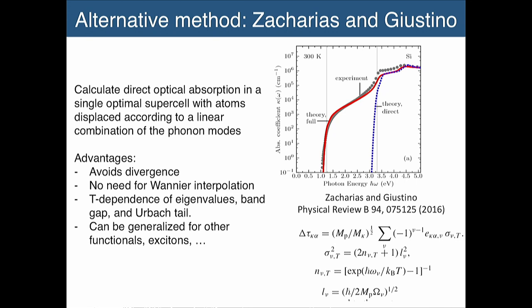Another approach that's very appealing to me, at least, is that we have many methods to calculate constant structure and direct optics that can be generalized for other functionals, for example, we may not have the density functional perturbation theory implemented. For example, we can do hybrid functionals, you can put van der Waals functionals, you can do excitons. So it's a very general method, and the details are in this very nice technical paper in Physical Review B.